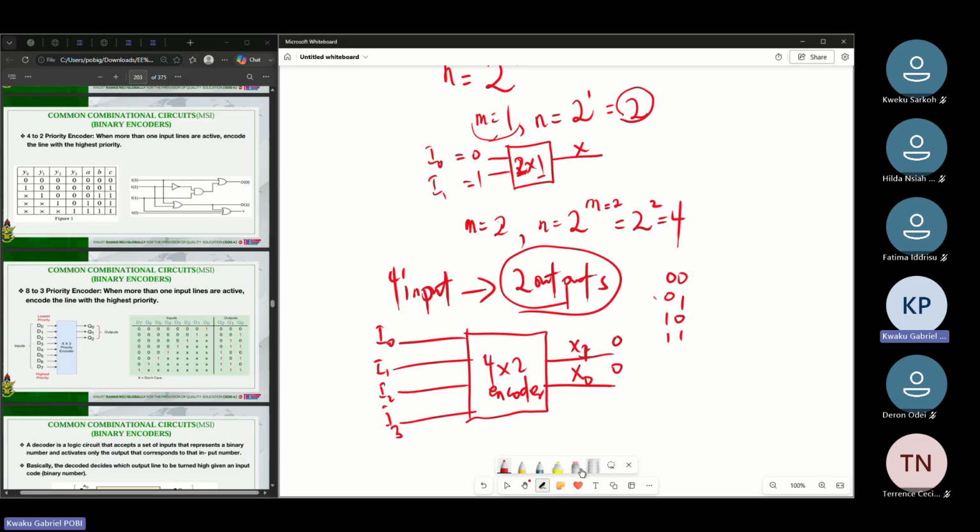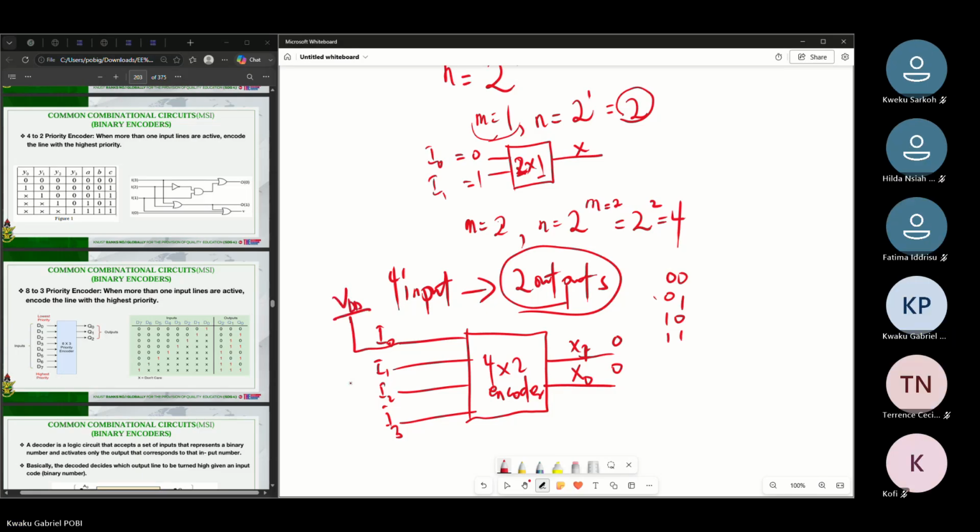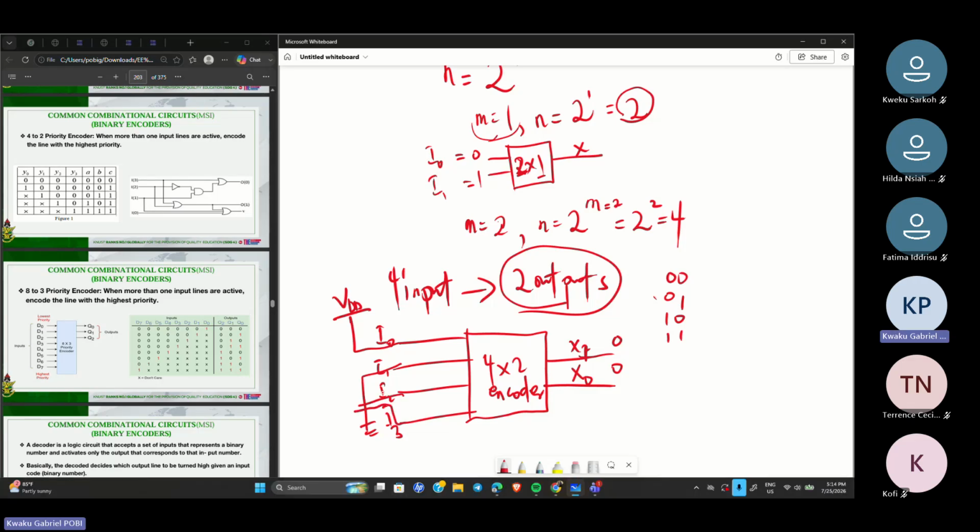So here, at one point in time, when I make this guy high, when I connect it to VDD, right, and I ground the rest, I ground these guys, it means only I0 has been activated, or it has been allowed to be seen at the output side. So in that case, that I0 will be represented as 0, 0, right?